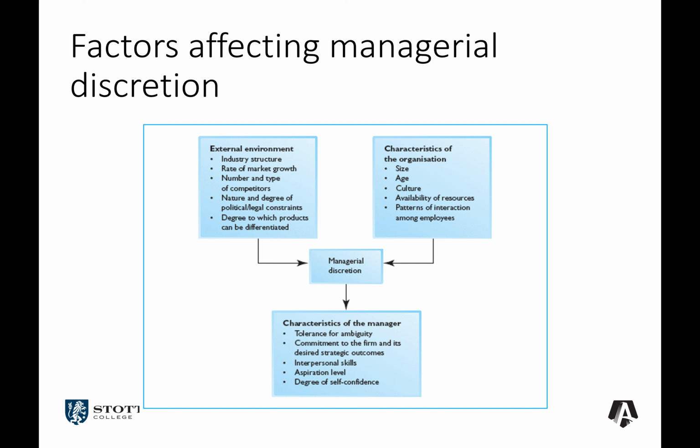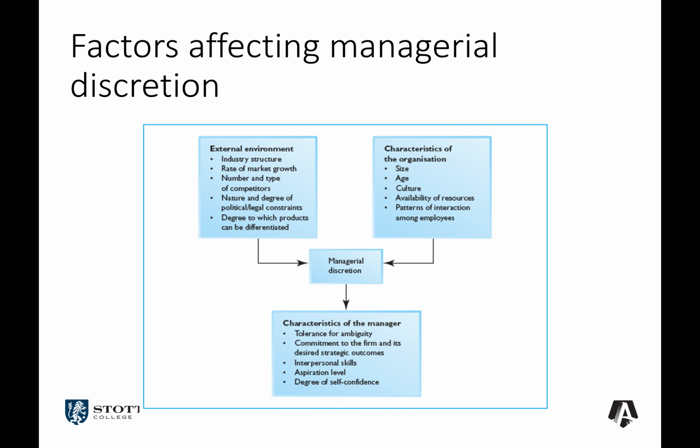Different industries, different constraints. And finally, the degree to which products can be differentiated. If the products can be highly differentiated, that gives you a lot of ability to make decisions to take yourself in a different direction than if it's a commodities-oriented or cost-dependent structure.